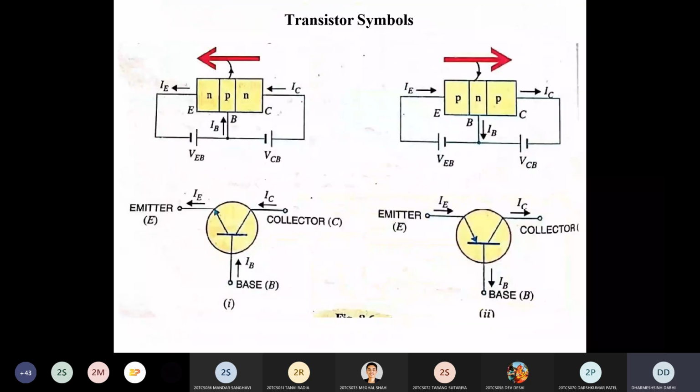Now let's see the symbol again of both these transistors. The first is the NPN transistor and the second is the PNP transistor, and their symbols are here. Here, the arrow in the NPN transistor shows the direction of electrons, or you can say the direction of current. In a PNP transistor, you can see that this is the direction of holes. And this is the symbol of the PNP transistor.